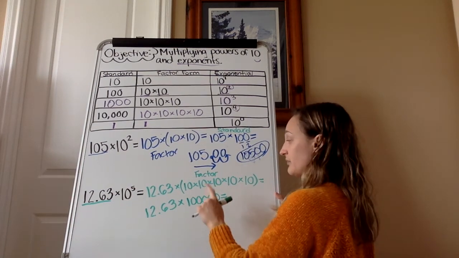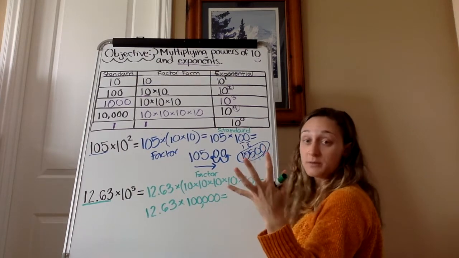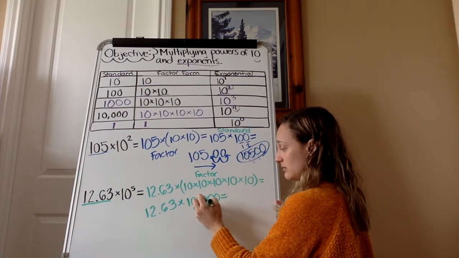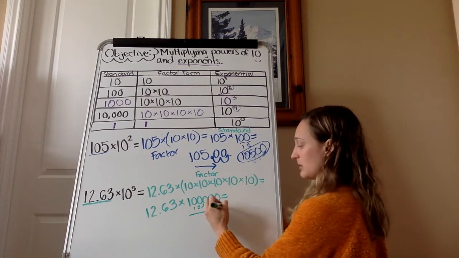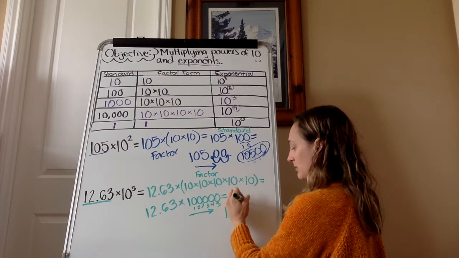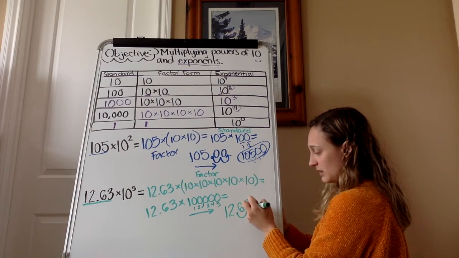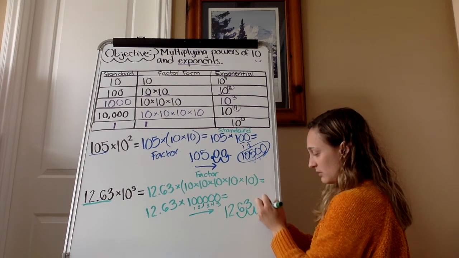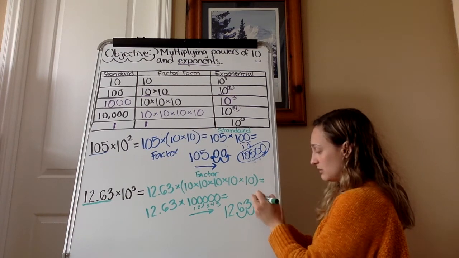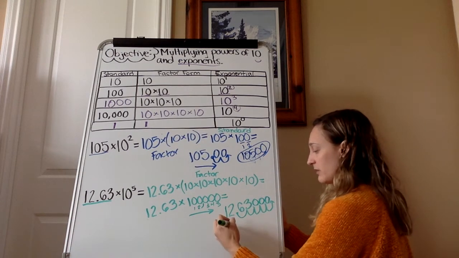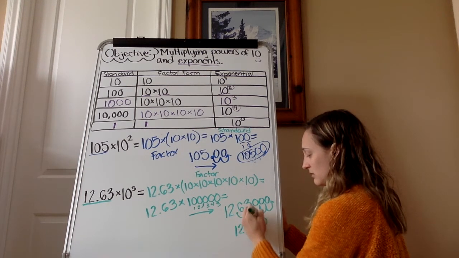So again, this is telling me I need to move my decimal point 5 spots, 1, 2, 3, 4, 5 spots to the right. Okay, so I'm going to take my original 12.63, I'm going to move it 1 spot, 2 spots, 3, 4, 5. Again, I'm going to place my placeholders, which will be zeros, to give me a final answer of 1, 2, 6, 3, 0, 0, 0.